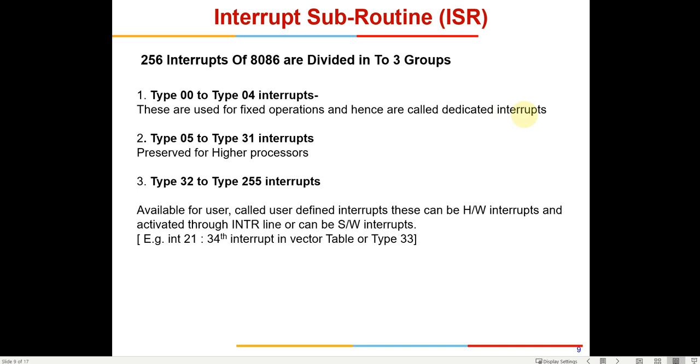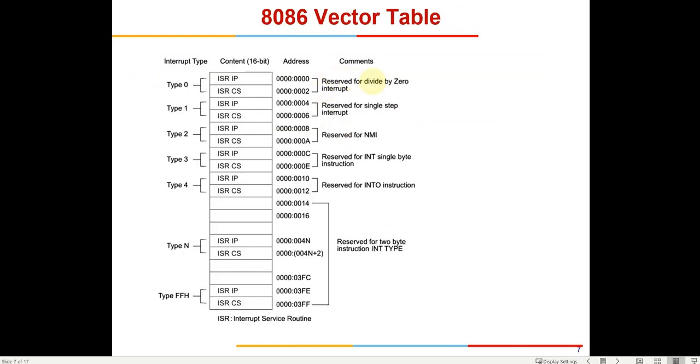You can't do anything about that. Okay, so these are the interrupts which you can't change. The first is, if you see, these first 5, right? Divide by 0 you can't do anything about, and reserved for single step, this you can't do. Reserved for NMI, because this is hardware related.